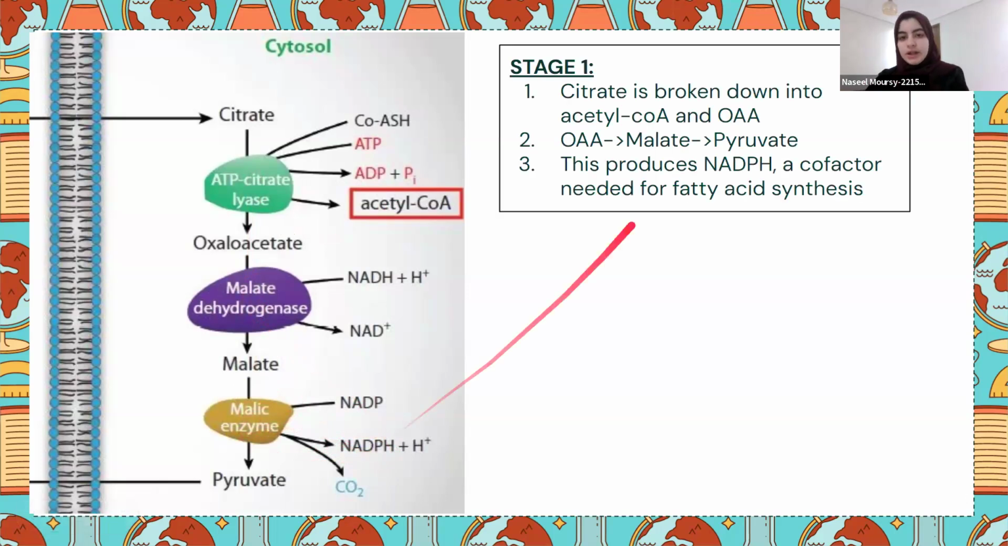So, stage 1, okay? This is basically the main place where we say, okay, this is stage 1 of fatty acid synthesis. What happened before are the steps leading to fatty acid synthesis, okay? So, first, citrate is broken down into acetyl-CoA and oxaloacetate by ATP citrate lyase, and then oxaloacetate is converted to malate to pyruvate, and this produces NADPH, okay, the cofactor needed for fatty acid synthesis.